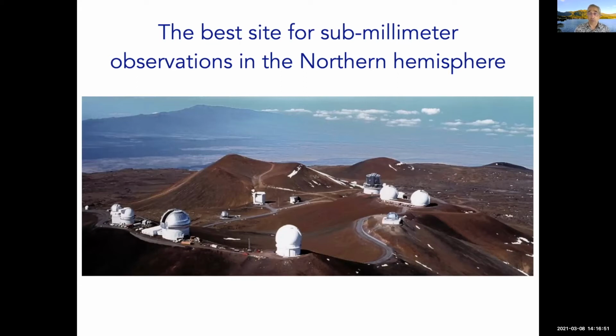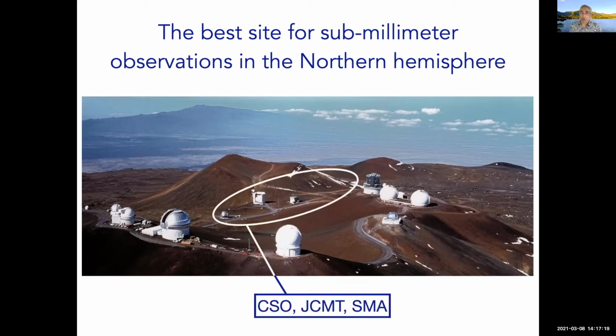And also its close proximity to the equator means that we can do a wide range of astronomical observations. This area down here is known as Submillimeter Valley because it was a pioneering place to carry out submillimeter observations. This is the Caltech Submillimeter Observatory, the James Clerk Maxwell Telescope, and this is the hangar where the antennas were being built, and then they would be populating the region out here. So this is the best site for submillimeter observations in the northern hemisphere. And of course, in the south, we have ALMA down in Chile.